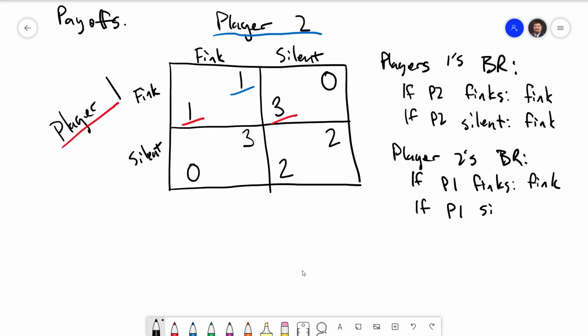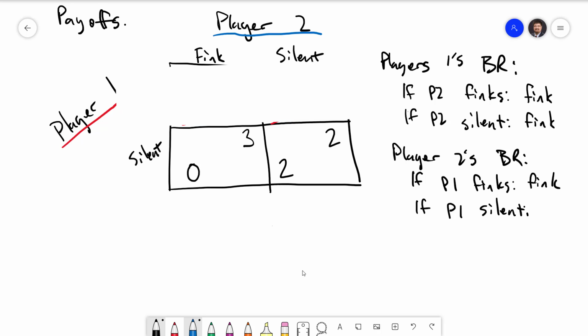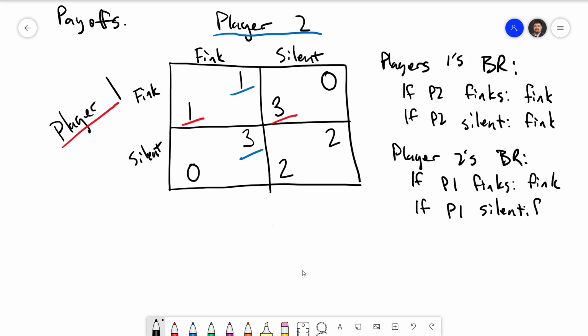Next, if player 1 stays silent, what should player 2 do? We'll cover up the half of the chart where player 1 finks, and look at player 2's payoffs. 3 is better than 2, so they are going to, again, prefer to fink. Since this game was completely symmetric, it's no surprise that the 2 best responses look exactly like each other.